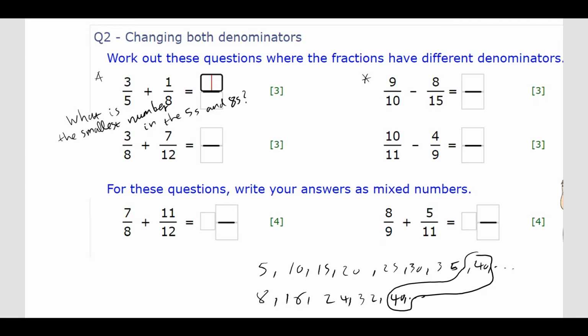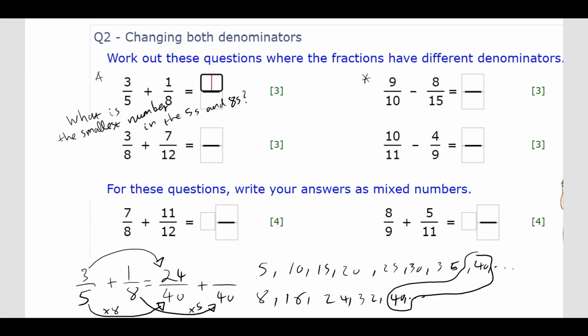So 40 is going to be our common denominator. So we have 3/5 plus 1 over 8. We want to make both of the denominators 40. So I simply look at what I have multiplied my denominators by to get 40. Well, 5 I've had to times by 8. So I multiply the top of the fraction by 8, 24. 8 I've had to times by 5. So I multiply the top of the fraction by 5. 1 times 5 is 5. So I have 24 40ths plus 5 40ths, which is simply 29 40ths.